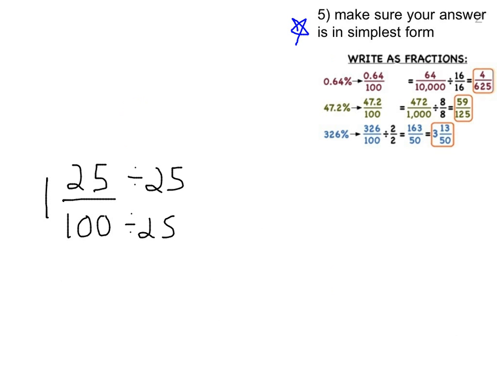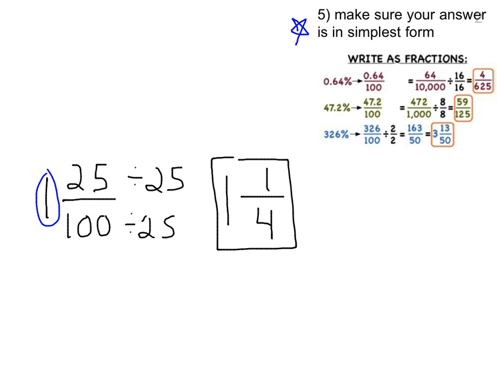So 25 divided by 25 is 1. And 100 divided by 25 is 4. Now don't forget our whole number here. So our final answer is 1 and 1/4. So 125% as a fraction is 1 and 1/4.